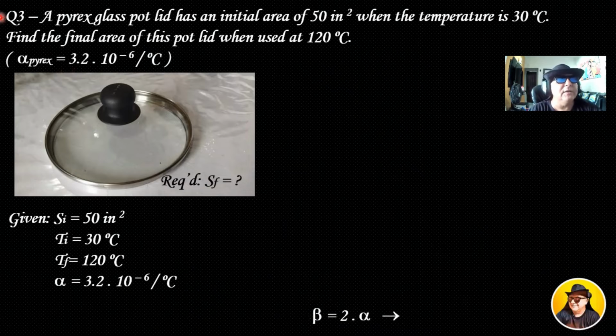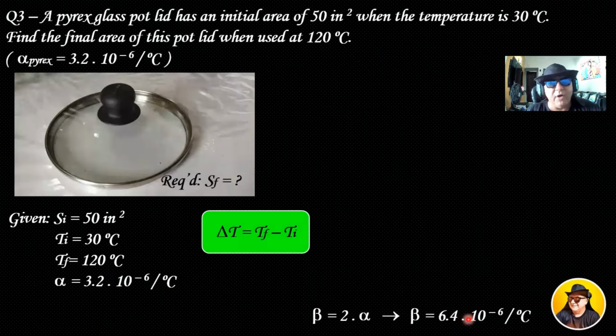Pay attention. I have to turn from alpha to beta because I cannot use alpha. Alpha is linear, and I have to use beta because I'm talking about superficial expansion. Beta is 2 times alpha. Alpha is 3.2 times 10 to minus 6, so I have to multiply by 2. So beta is 6.4 times 10 to minus 6 over degrees Celsius. I'm going to use this value, forget about alpha.